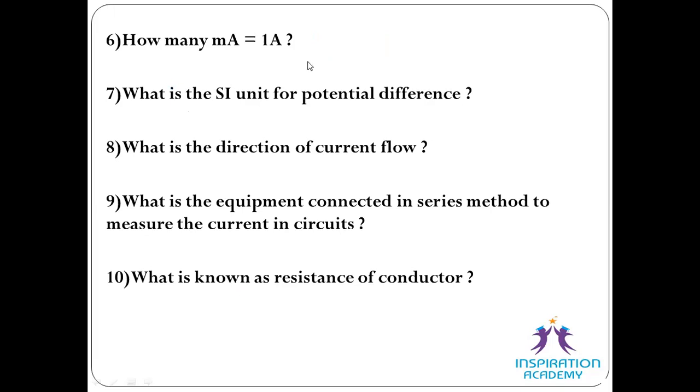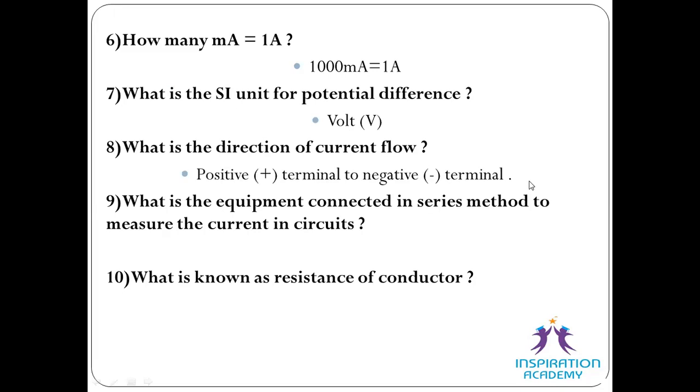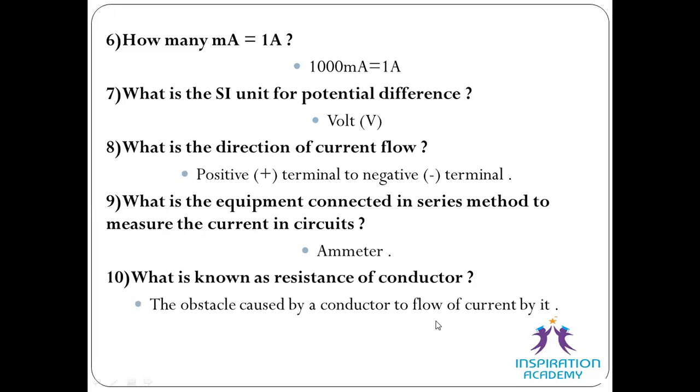How many milliamperes equal 1 ampere? 1000 milliamperes equals 1 ampere. What is the SI unit for potential difference? Volt. What is the direction of current flow? Positive terminal to negative terminal. What is the equipment connected in series method to measure the current in a circuit? It's an ammeter. What is known as resistance of a conductor? The obstacle caused by a conductor to the flow of current through it.